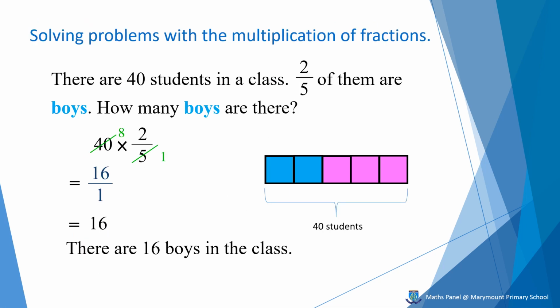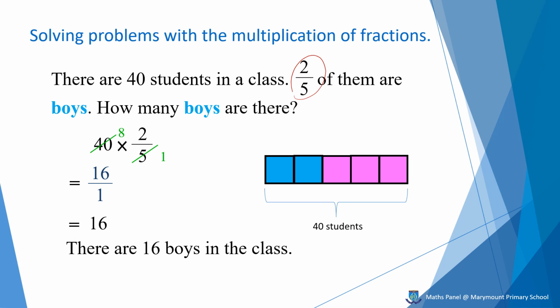Let's look at some problems about multiplication of fractions. There are 40 students in a class. 2 over 5 of them are boys. How many boys are there? Maybe you think you just answer 2 over 5, but this is not the answer. 2 over 5 is not the number of boys. 2 over 5 is the proportion of boys.